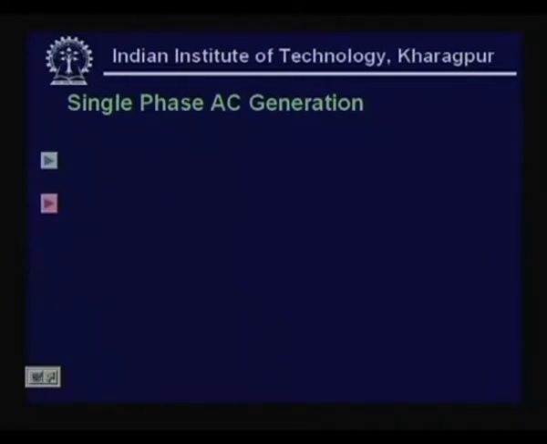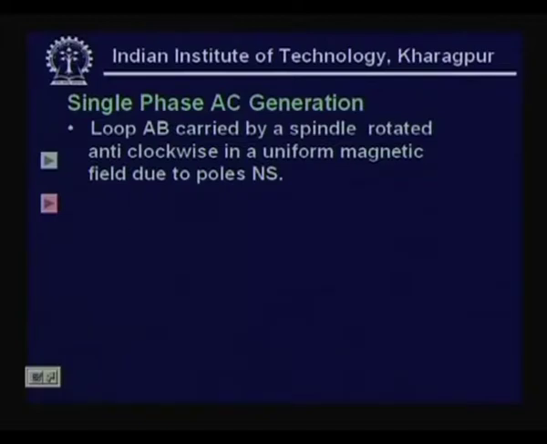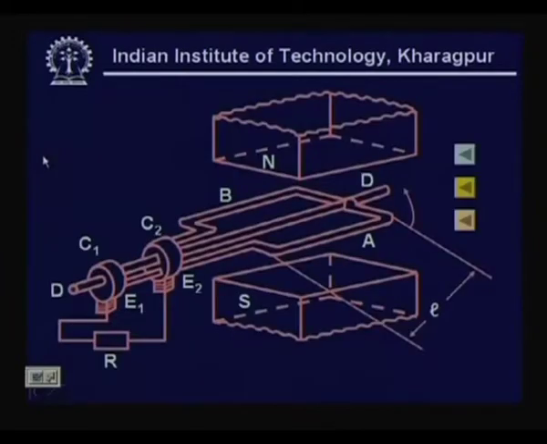In order to consider single phase AC generation, recall that when a current carrying conductor is moved in a magnetic field, it produces an induced EMF, and this is explained through a figure. We will consider here a loop AB carried by a spindle and rotated anticlockwise. You can see there is a loop AB being moved by a spindle in the field of a permanent magnet, north and south, at a constant velocity in an anticlockwise fashion.